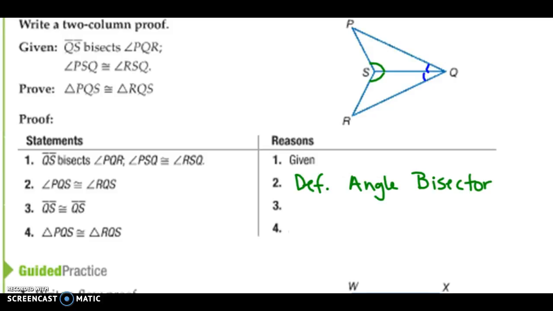Now the next thing it says is that QS is congruent to QS. Well, that's just the reflexive property. We already know that anything is congruent to itself. And so now if I look right here, I have an angle side angle congruent to an angle side angle in another triangle. That means that by angle side angle, ASA, these triangles are going to be congruent.